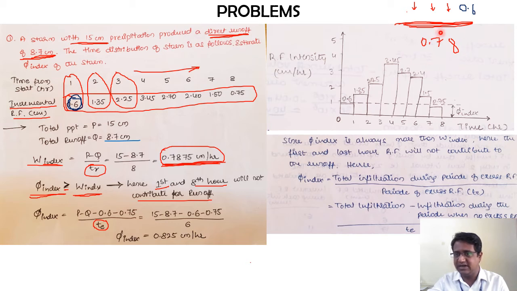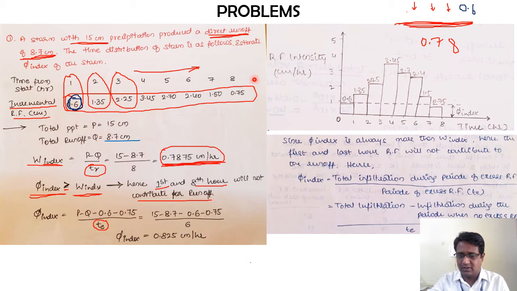I hope everyone is understanding this. I'll repeat once again. The amount of rainfall that has occurred during the first hour is less than the infiltration rate of the soil. So that's why this entire 0.6 centimeter of water will be absorbed by the soil itself. So there will not be any runoff generated over here. I hope you got that. So we can say for the first hour there has been no runoff generated.